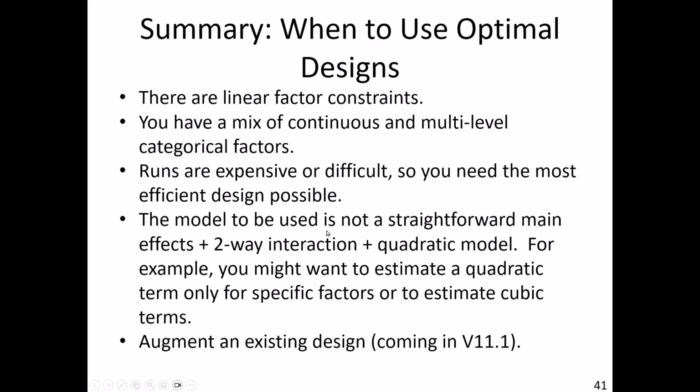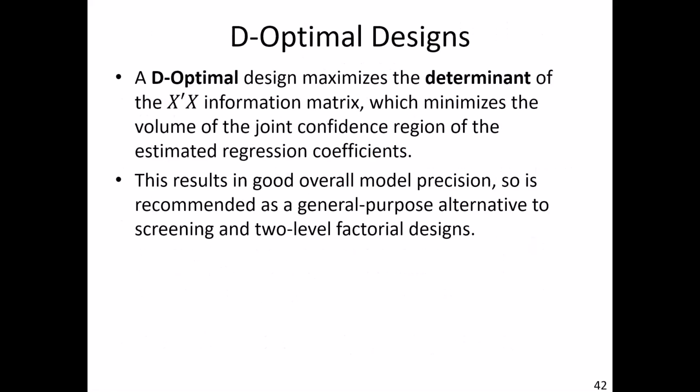Also, if you have a model where you're interested in something different from a straightforward quadratic RSM model or fit, maybe you want to estimate a quadratic term only for specific factors, or you want to estimate cubic terms. The optimal designs give you that flexibility for a custom model. And if you have an existing design and you want to augment it, then optimal can be used. Currently, we don't have that. That is coming in 11.1, augment optimal. But that's another use case for optimal.